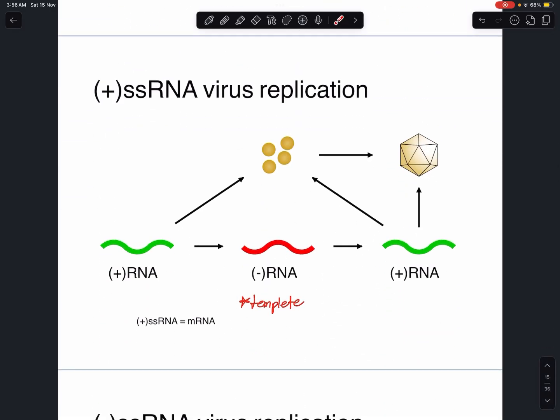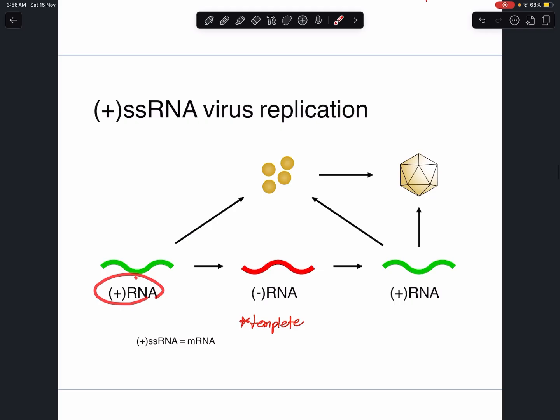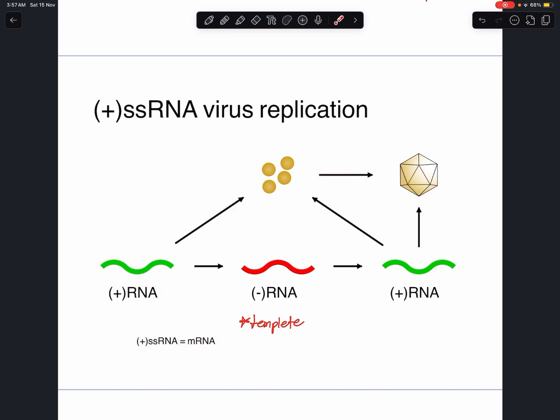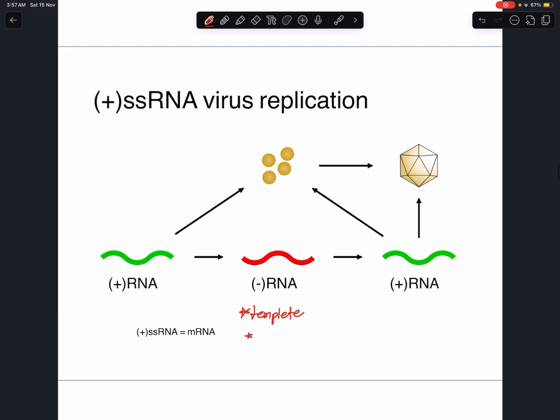Here, positive single-stranded RNA. Positive single-stranded RNA is equal to mRNA, okay? So directly we will use it to make the protein which is used to cover the virus. That positive RNA should be turned into negative RNA. Why? For it to be used to make more copies. More copies of what? The positive RNA, because we use it as a template. Now we will have more of the green RNA.